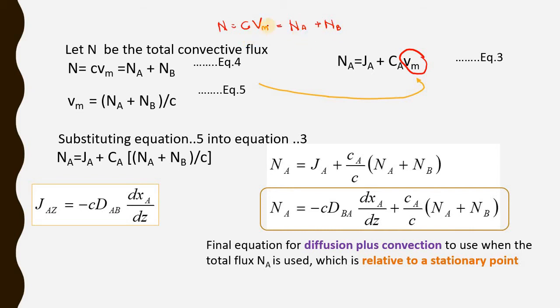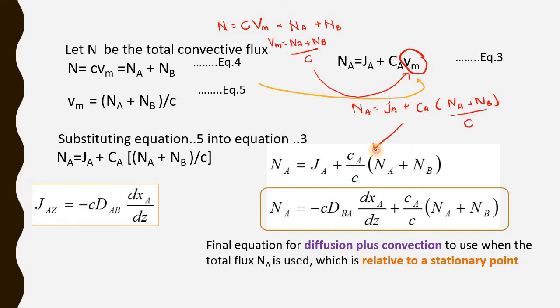Okay, so we rearrange the equation. So we have Vm is equal to NA plus NB over C. This equation will be inserted into this equation, so it will become NA equal to JA plus CA times Vm, which will be replaced by NA plus NB over C. Okay, so it will become this equation.